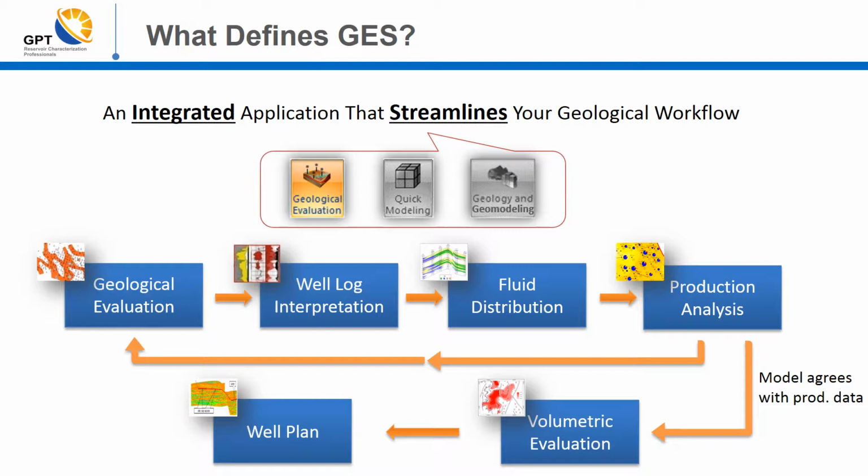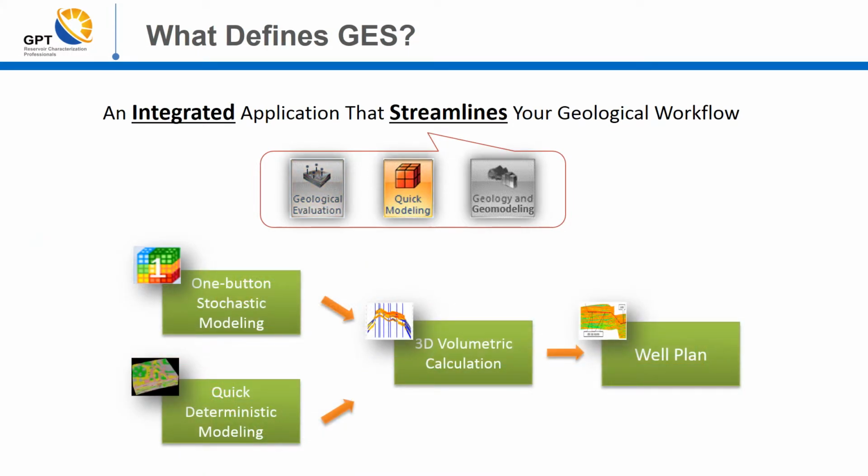It works pretty well for the cases where you have a lot of raw well data, but you just need a geological evaluation in a 2D domain. So first, you start with geological evaluation, and then you do well log interpretation, and fluid distribution and production analysis. At that point, you have to decide if your geological model agrees with your production data. If it does, you can just go ahead and do the volumetric calculation and well planning. But if it doesn't, you might want to go back to the very first step and do the geological evaluation again until your geological model agrees with your production data.